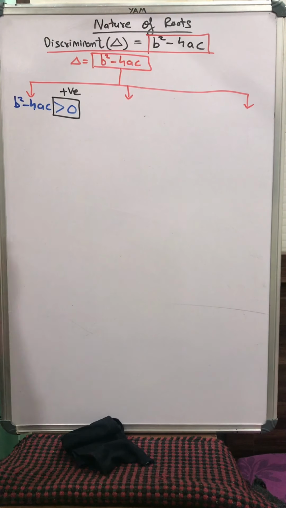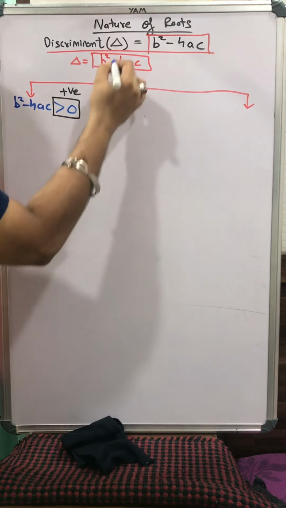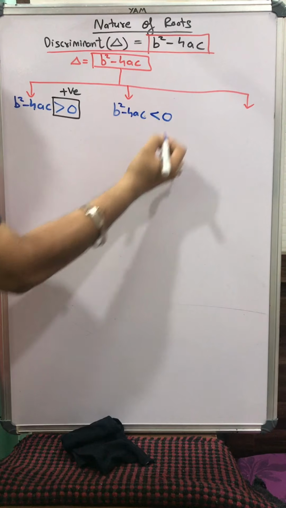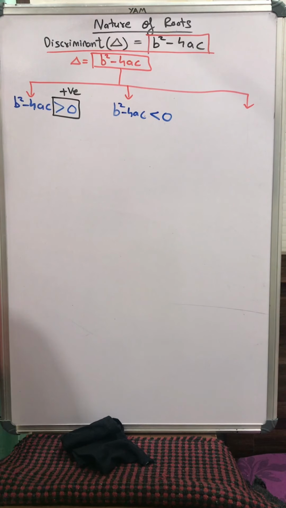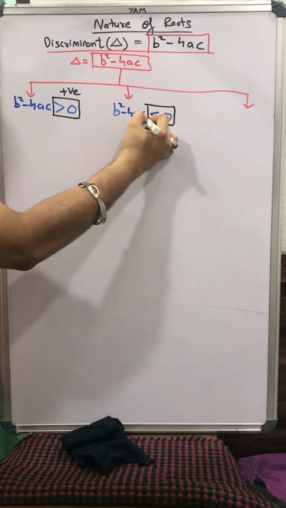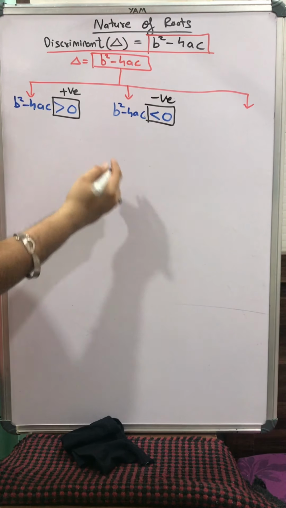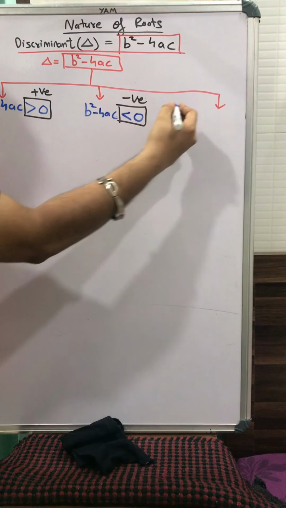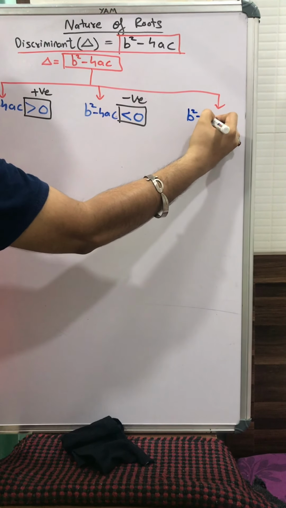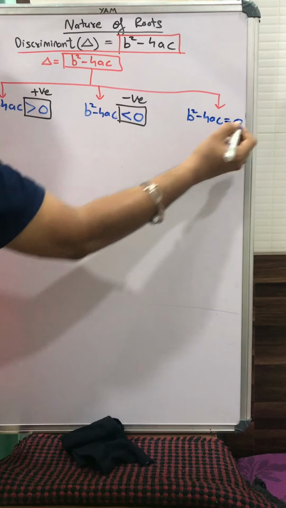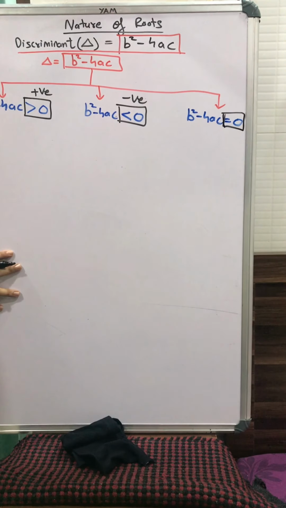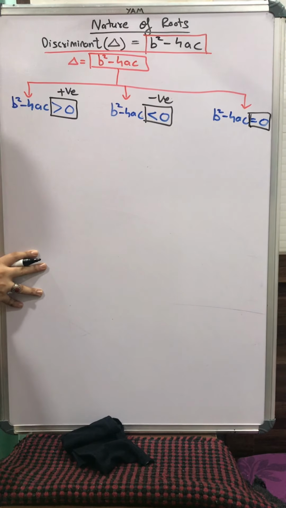Or, students, it can be the case that you find the value of b square minus 4ac and your value comes to be less than 0. What do you mean by less than 0? Less than 0 means that whatever value you got is negative. Negative values are called less than 0. Or there can be a scenario that you found the value of b square minus 4ac and it comes to be equal to 0. Now this is very easy to understand. Equal to 0 means the value will be 0, that's it.